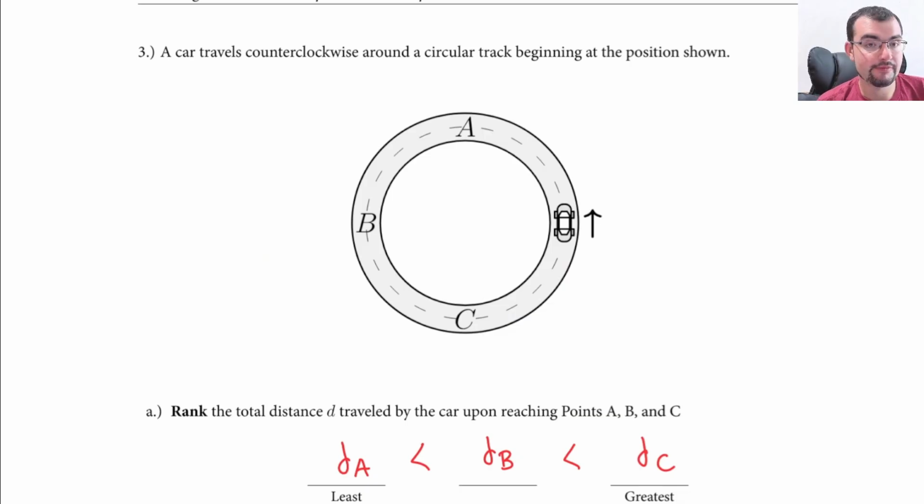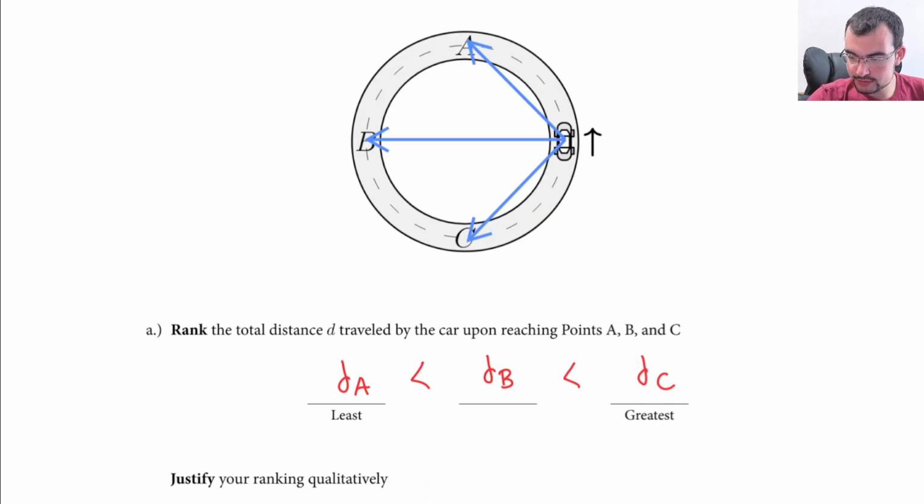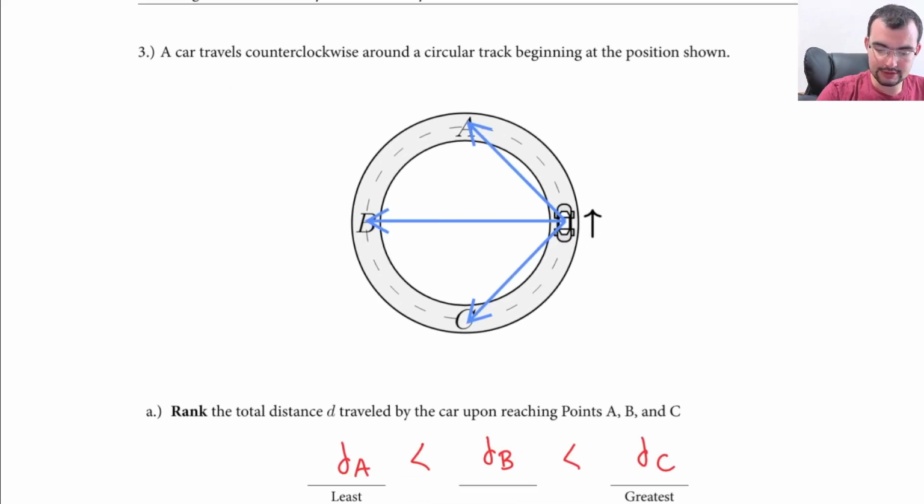Displacement is really the length of the vector from the car's starting position, which is this 3 o'clock, to A, B, or C. Notice that if we start drawing some vectors here, this would be the car's displacement to A. This would be the car's displacement to B. And this would be the car's displacement to C. So what we can gain from this diagram is that there's zero displacement at the start because the car has not moved yet.